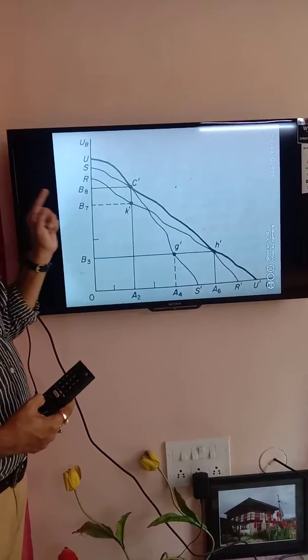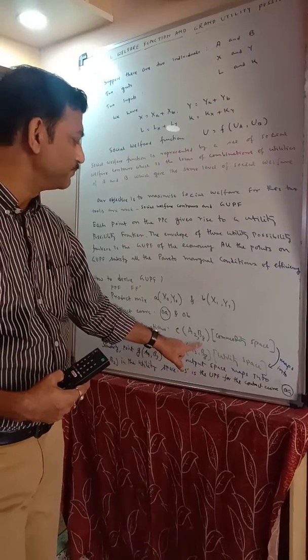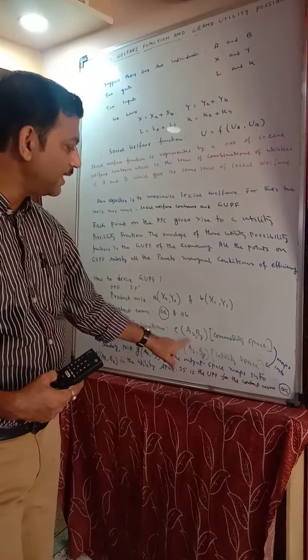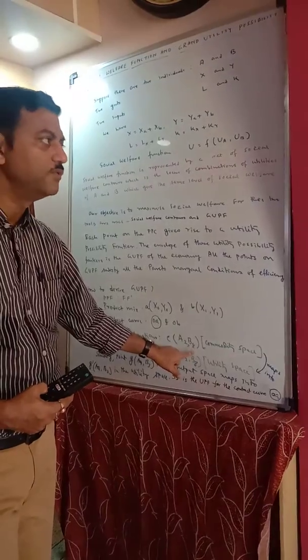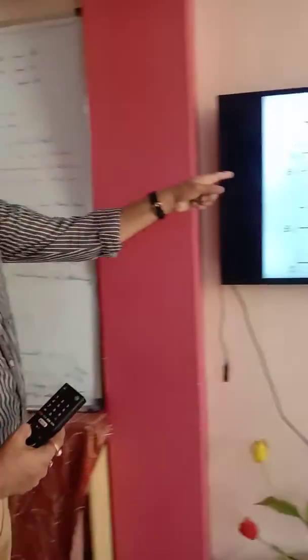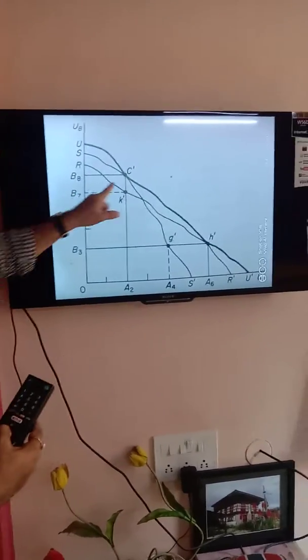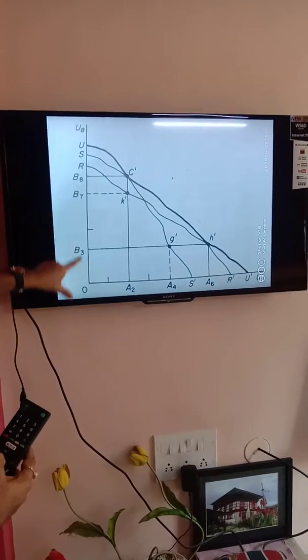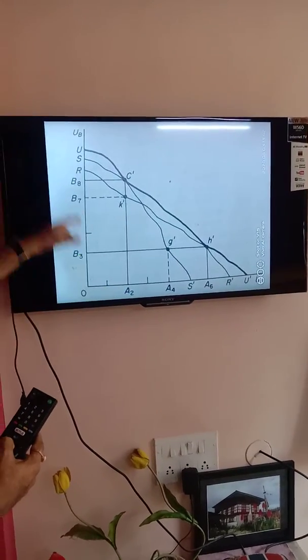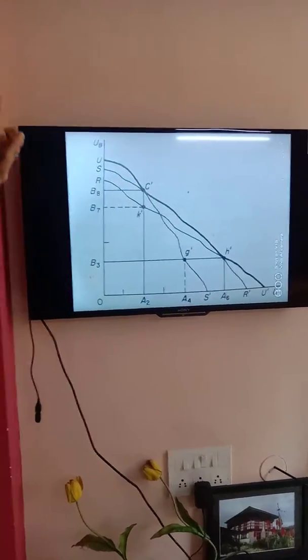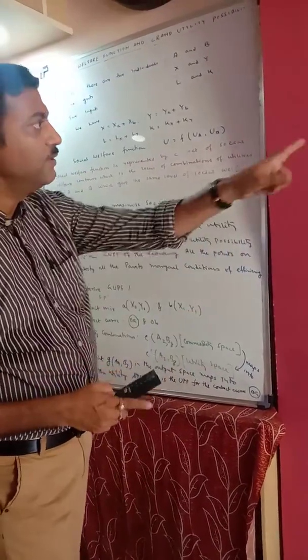In the output space, we know that the utility combination is A2 B8. A2 is the utility of individual A and B8 is the utility level of individual B. Now this is the utility space measuring utility of B vertically and utility of A horizontally. So this C prime represents this C, B8 and A2. Combination A2 and B8, that is corresponding to point C in the commodity space, is reflected by point C prime in the utility space.